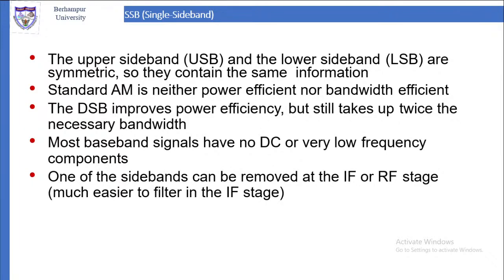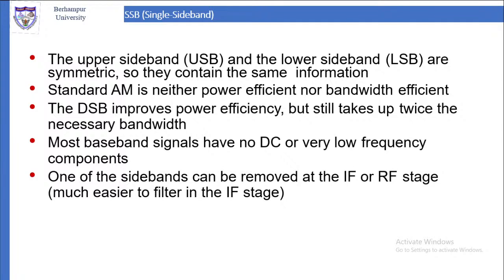In the bandwidth, suppose it starts from minus W, goes through W0 to plus W, then minus W to W0 is not required. Either minus W to W0 is not required, or W to W0 is not required. Only half will do. So the bandwidth from minus W to plus W is a wastage; half of that will do. So standard AM is neither power efficient nor bandwidth efficient. DSB improves the power efficiency, but still it takes up twice the necessary bandwidth, so that is also not bandwidth efficient.